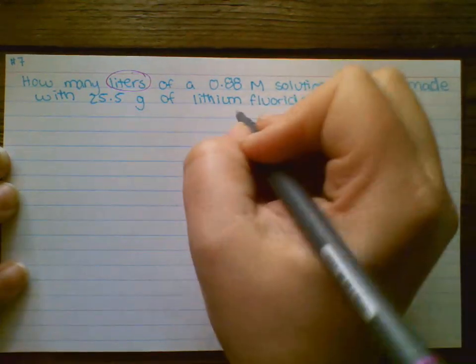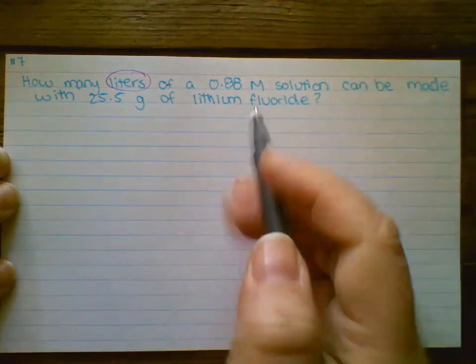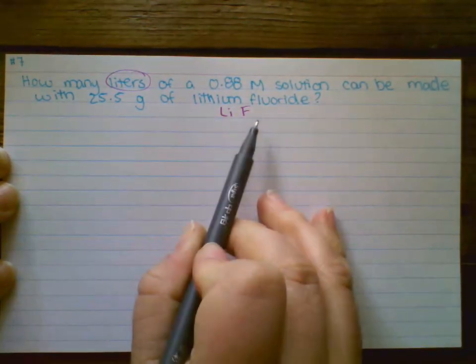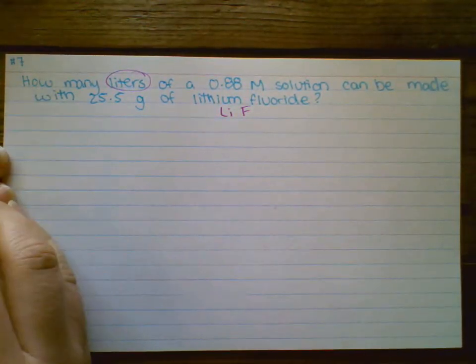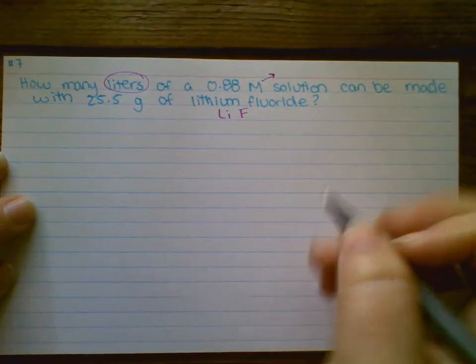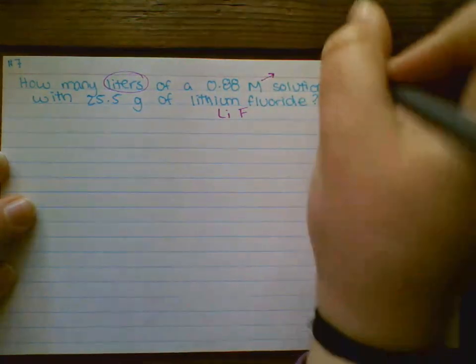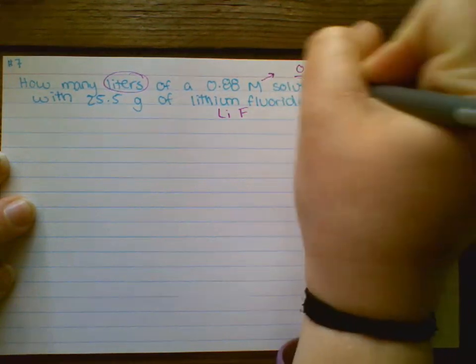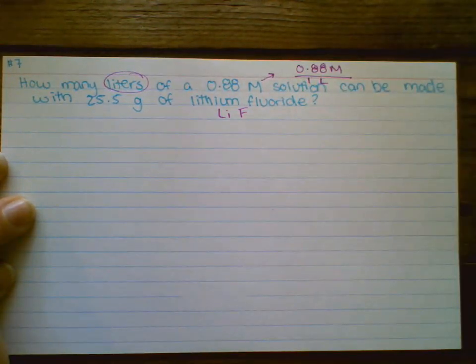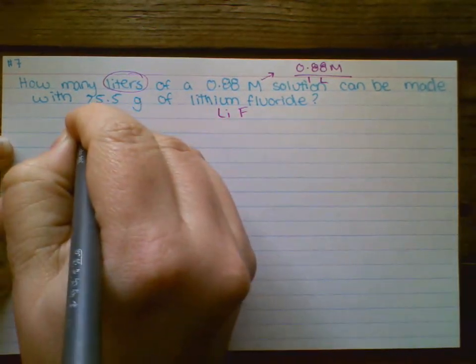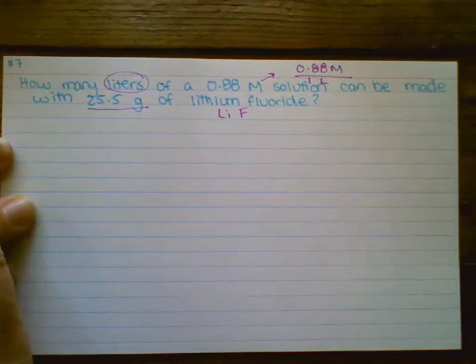Just like last time, I've got to figure out what this compound is. Lithium fluoride, LiF. Lithium is a +1, fluoride is a -1, so they pair up evenly. I don't need any subscripts. I also need to break apart my molarity here because I'm going to need to use that in my problem. So 0.88 molar means that I have 0.88 moles per 1 liter. It's going to be important. And then I see my other piece of information in this problem is 25.5 grams.